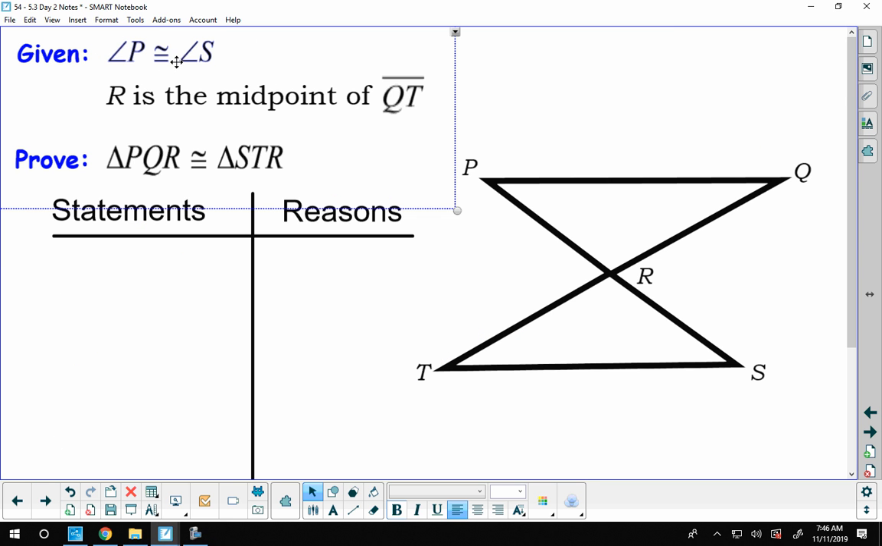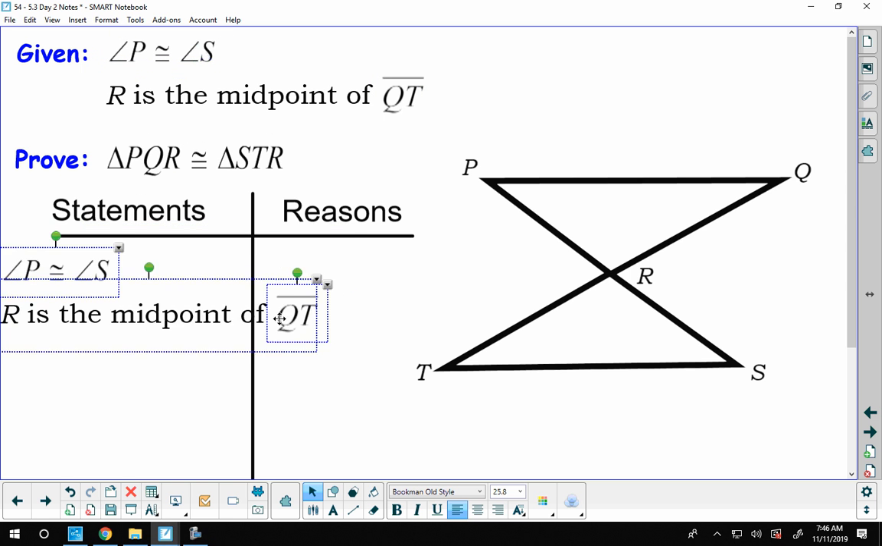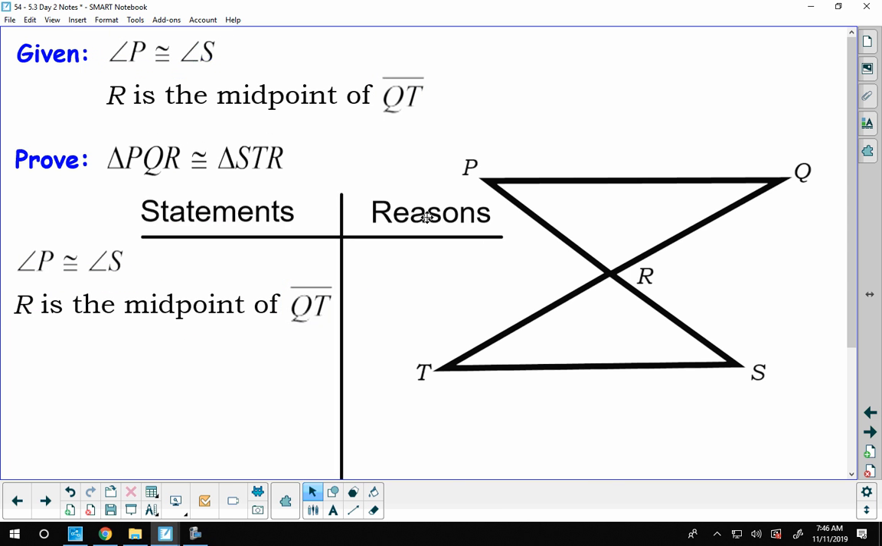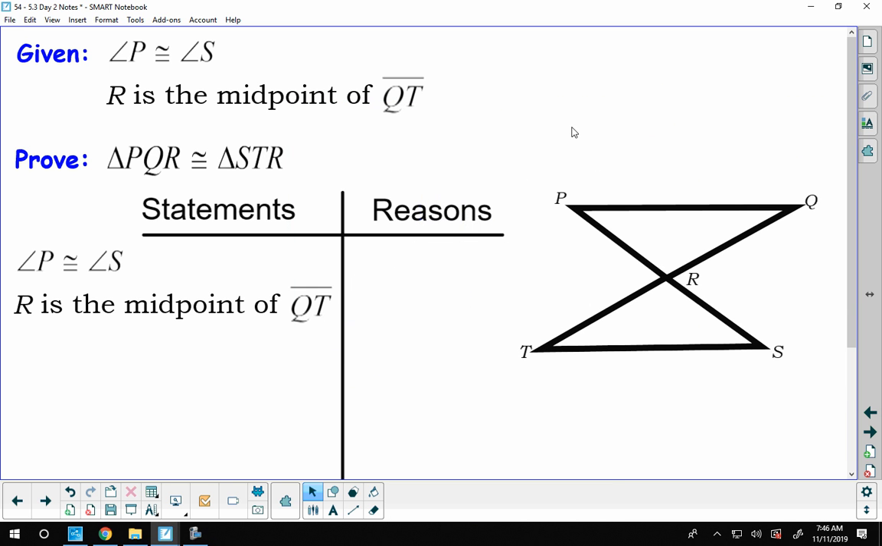And our last one, copy down your givens. So angle P is congruent to angle S. And R is the midpoint of segment QT. So I'm going to highlight segment QT. Again, I always suggest doing this, highlighting the segment so that you make sure you get the correct halves.